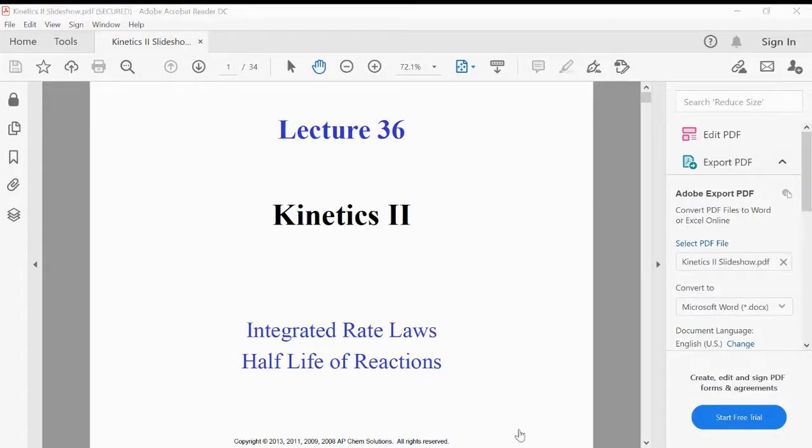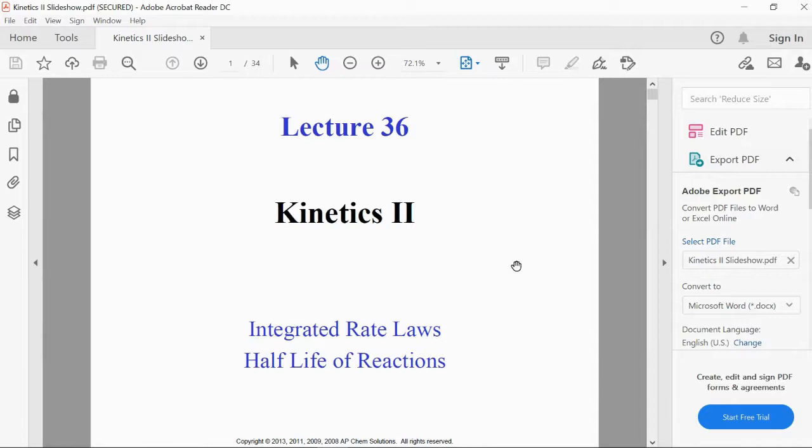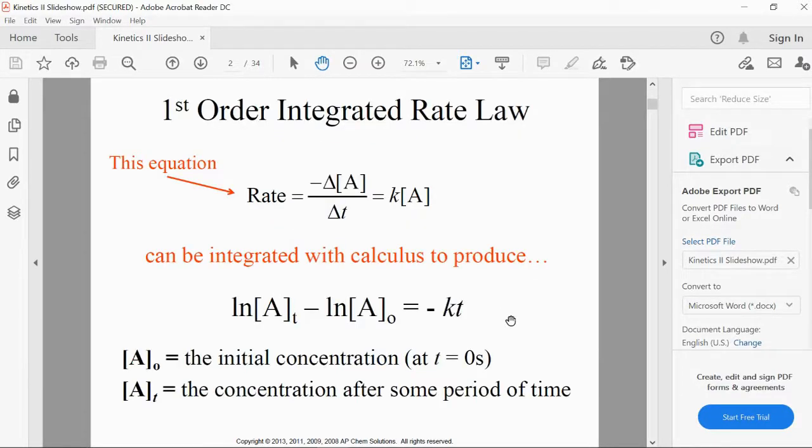Kinetics 2. Okay, so in this lesson, we're going to cover what's called the integrated rate law and half-life of reactions. So don't let the term integrated rate law freak you out. The calculus has already been done for you.